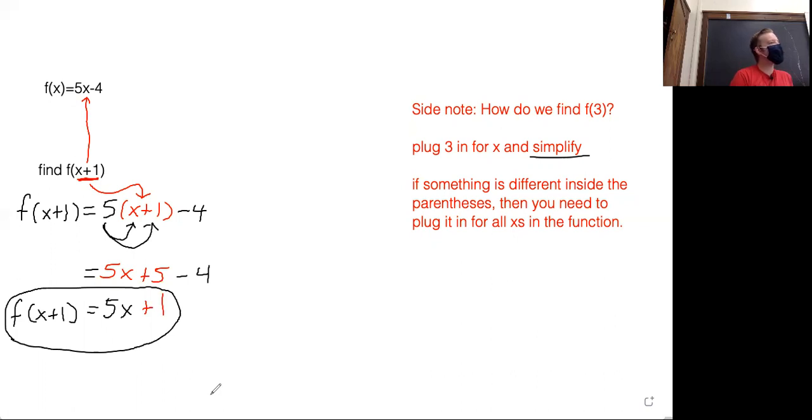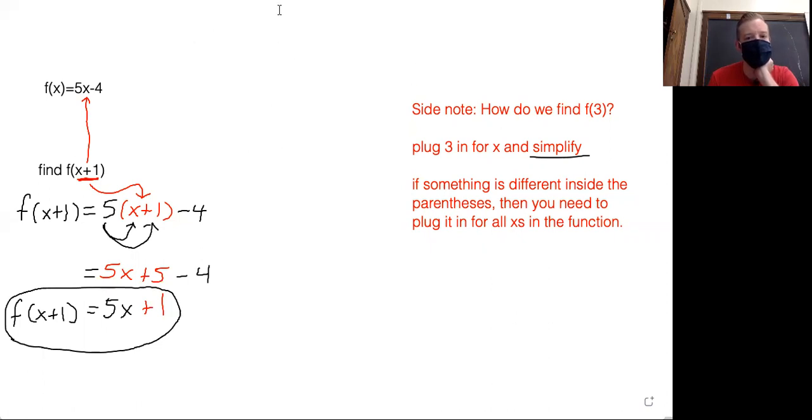Questions, concerns, comments? Some of you may be looking at this and saying, oh, there's a plus 1 right here in the parentheses, and there's a plus 1 here for a final answer. That is just a coincidence. It's just the way the problem happened to work out. We do have to actually calculate everything. Let's go through another example together so we see that it doesn't always work out that way.